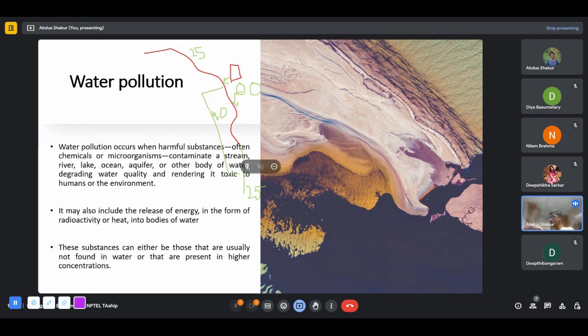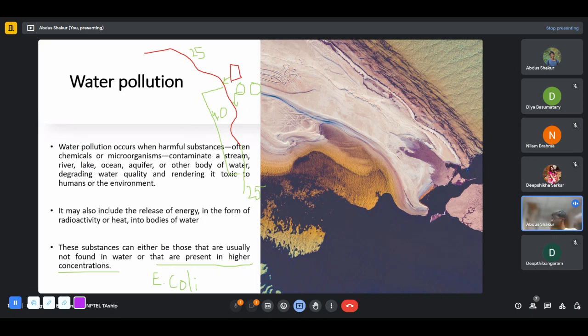Similarly, those chemicals or microorganisms in most cases can be ones that are usually not found in water, like some viruses or some bacteria that should not be found in water. Or sometimes they are present in higher concentrations than what occurs naturally. Like for instance, E. coli bacteria generally occur in a certain concentration, but when there is sewage discharge into a water body, the E. coli concentration increases much higher. So it's not only new substances being added; the older elements in the water body can also be considered pollution if they're present in higher concentration.